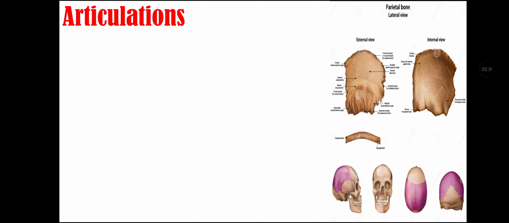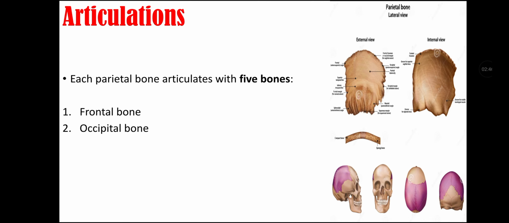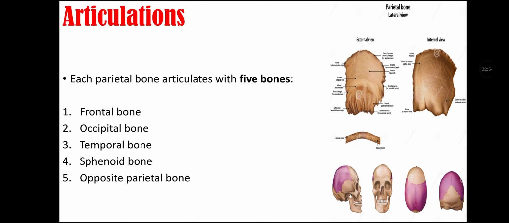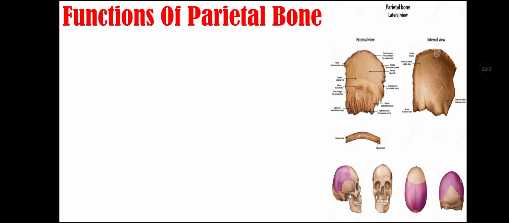Now let's talk about articulations of parietal bone. Each parietal bone articulates with five bones. It articulates with the frontal bone. It articulates with the occipital bone. It articulates with the temporal bone. It articulates with the sphenoid bone, and it also articulates with the opposite parietal bone.